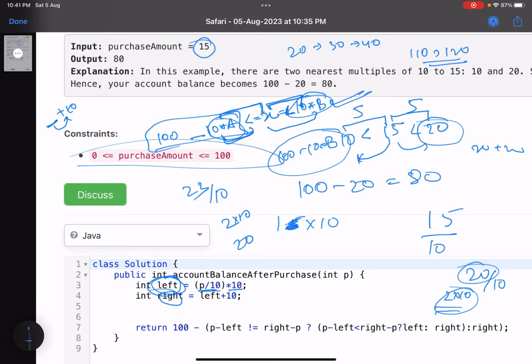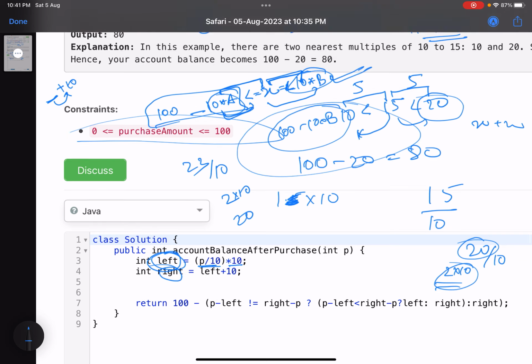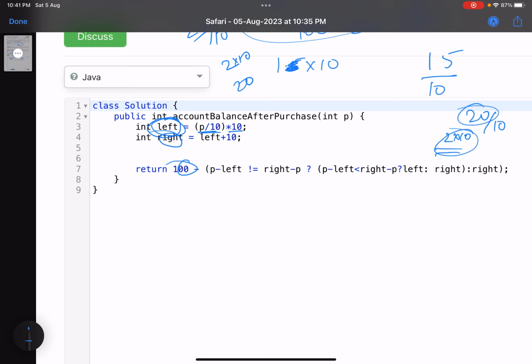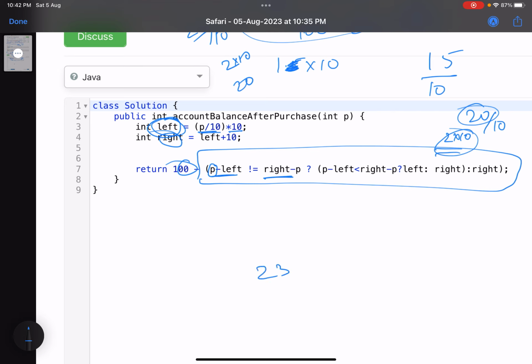Now just do what the problem is asking us to do. Return 100 minus whatever is your rounded off value. What is that value? Let's see that. Look, I have to spend this money, right? So I check what's the absolute difference. So if the absolute difference between p minus left and right minus p, for example, I have 23 and I am finding absolute difference between 23 and 20 and 23 and 30, right?